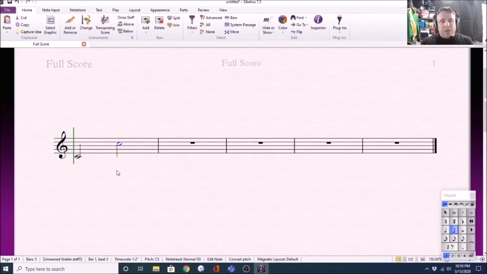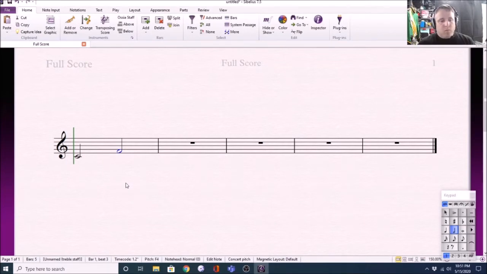Now, it's important to note that when counting intervals, you count the first note as 1. So if we adjust it like so, C is 1, D is 2, E is 3, F is 4. This is called a fourth. Okay.